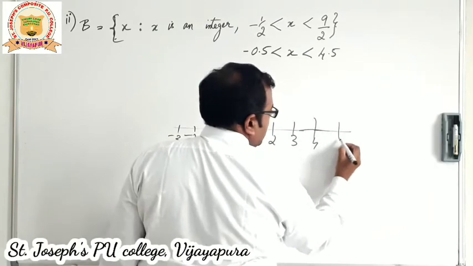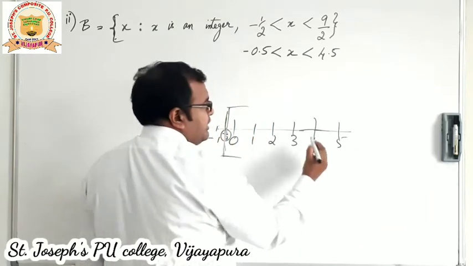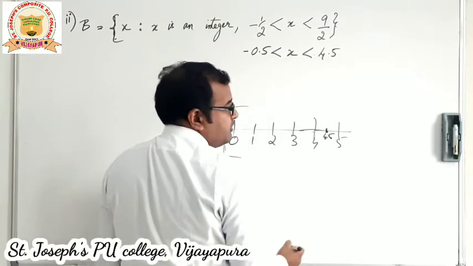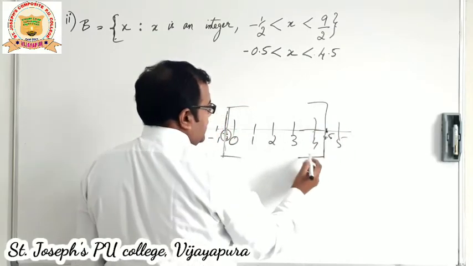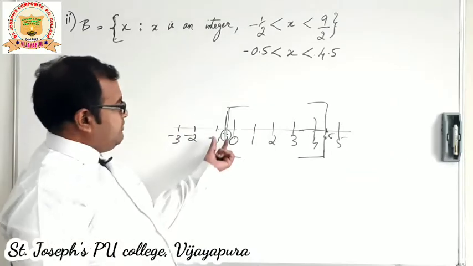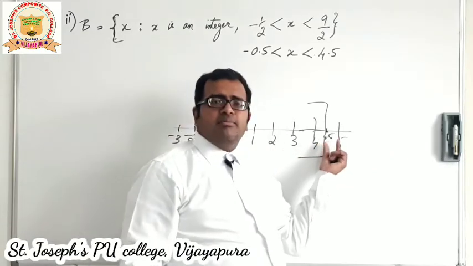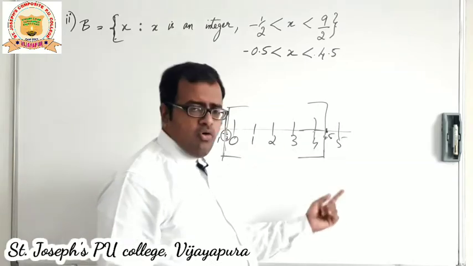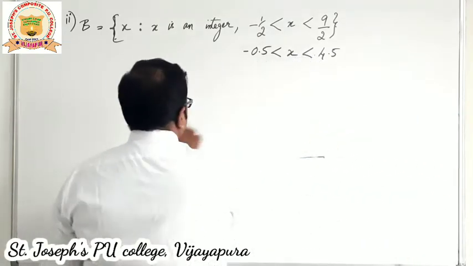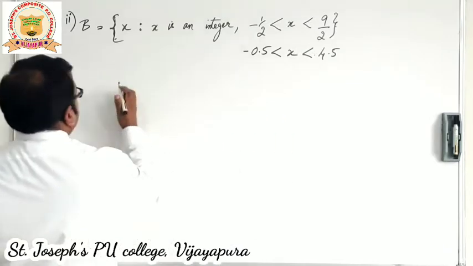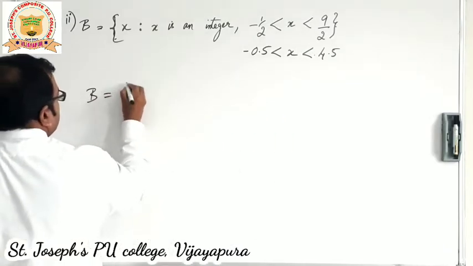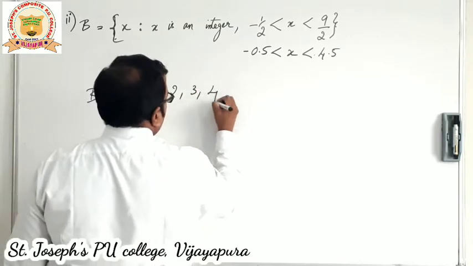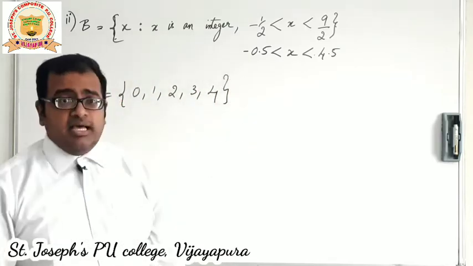So this is 4. I'll write one more number, 5. Where is 4.5? Between these two. This is 4.5, or 9 by 2. So your answer should lie between these two things, between minus half and 9 by 2. Which are those integers? 0, 1, 2, 3, 4. That's all. So answer is, write down, set B is equal to {0, 1, 2, 3, 4}. As simple as that.